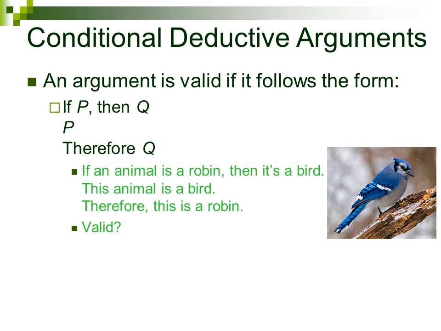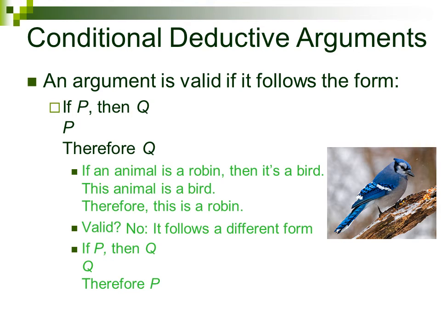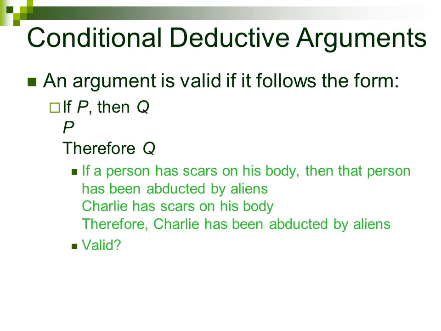How about this example? If an animal is a robin, then it is a bird. This animal here on the PowerPoint slide is a bird, therefore this is a robin. Is it valid? No, it isn't, because again it follows a different form of affirming the consequent. And this is because the second premise is saying that the consequent, this animal is a bird, is true. And remember, affirming the consequent would always be an invalid form. Let's do one more example.